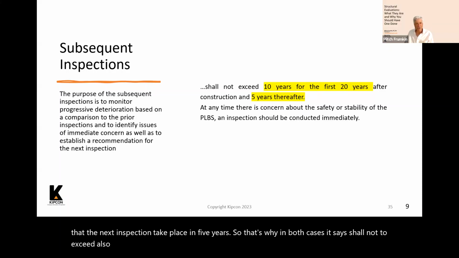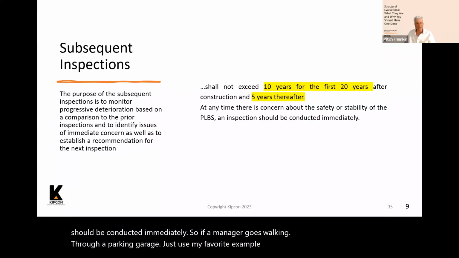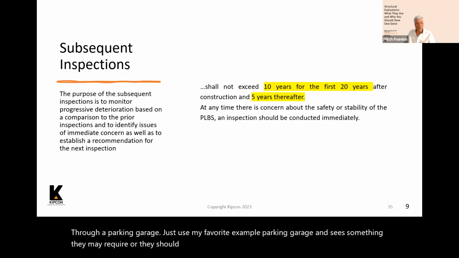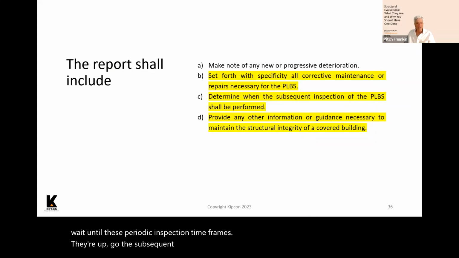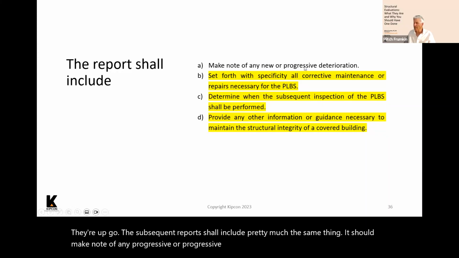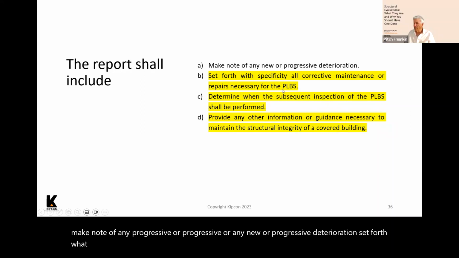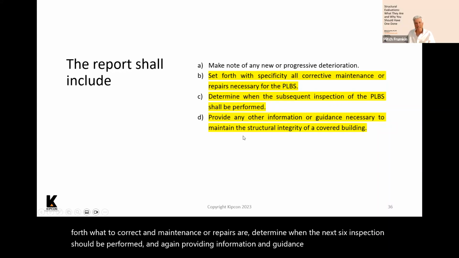Also, anytime there's concern about the safety or stability of the structure, an inspection should be conducted immediately. So if a manager goes walking through a parking garage, just to use my favorite example, and sees something, they should require that an inspection be performed immediately and not wait until these periodic inspection timeframes. The subsequent reports shall include pretty much the same thing. It should make note of any new or progressive deterioration, set forth what the corrective maintenance or repairs are, determine when the next inspection should be performed, and again, provide information and guidance necessary to maintain the structural integrity.